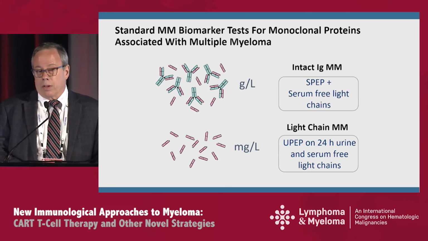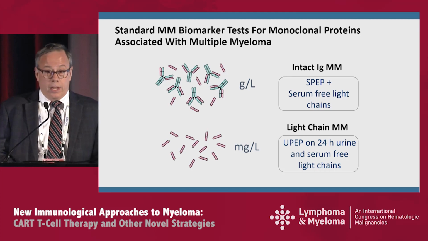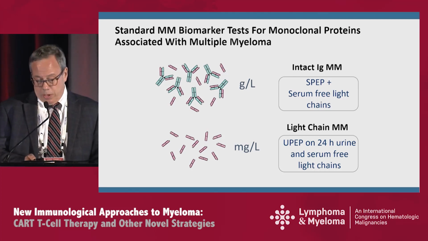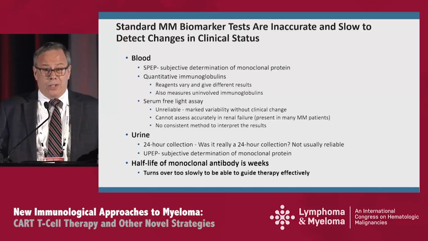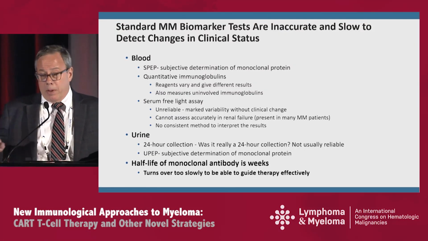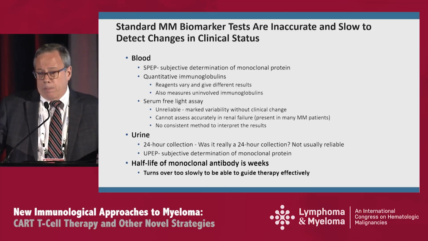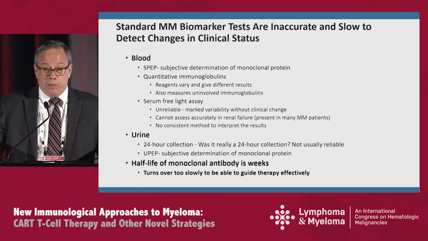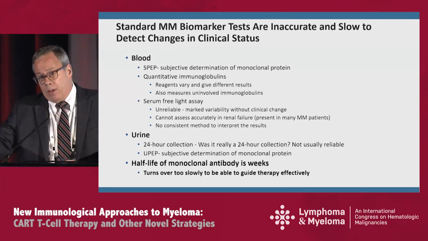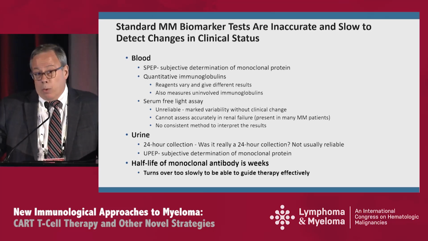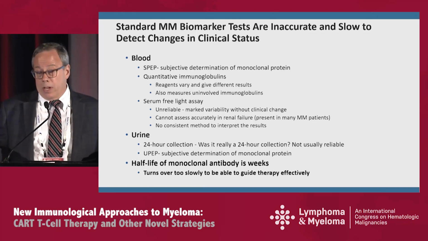Along with the collection of the urine, we measure the monoclonal protein with electrophoretic techniques, and again, the serum free light chain as well in light chain disease. But we know that there are limitations to these tests. We've heard a little bit about that from Angela earlier. The SPEP, as you know, has a very subjective determination of the M protein. So laboratory personnel from one to another may get different results on the same sample.